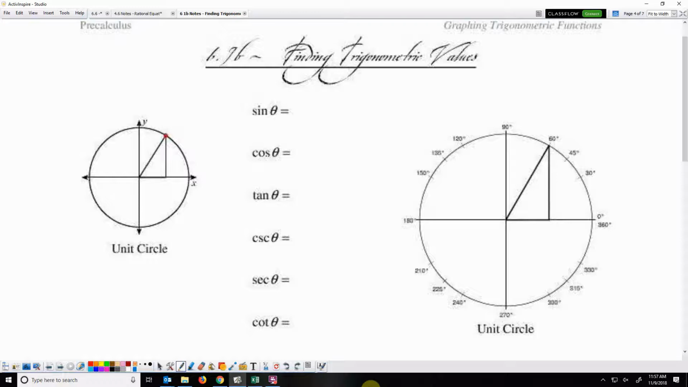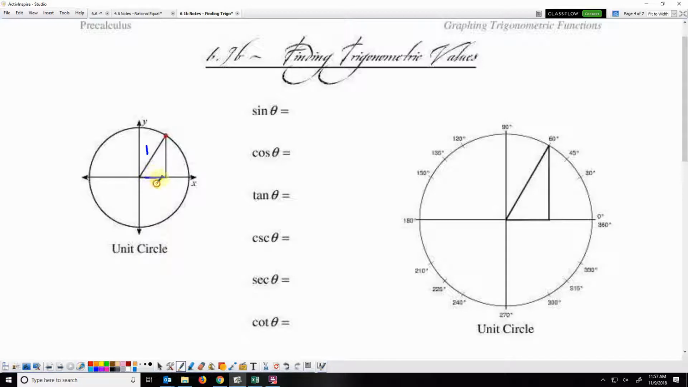Today we're going to find trigonometric values, and we're going to start by doing that on the unit circle. My goal is that by the end of this, it can all be done just within our head. Okay, so a unit circle. It's a unit circle because the radius is 1 unit.